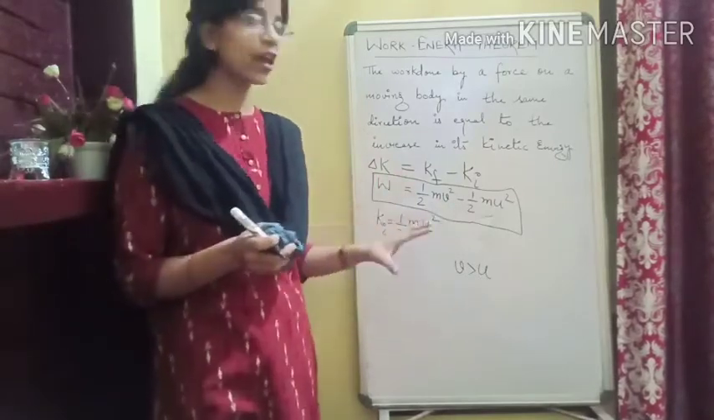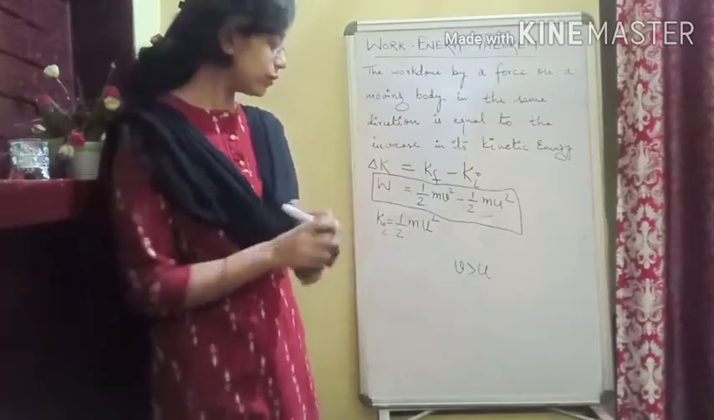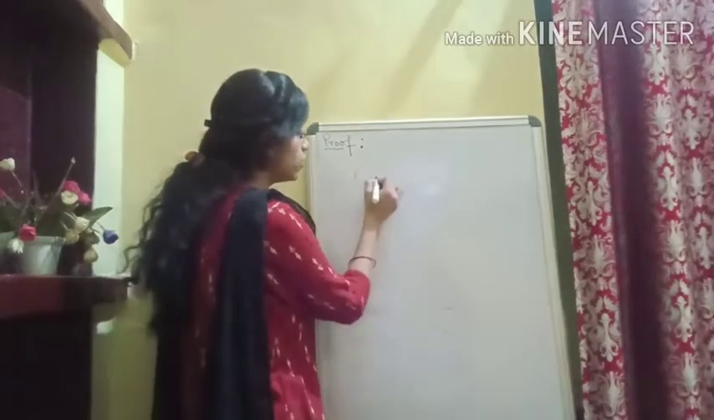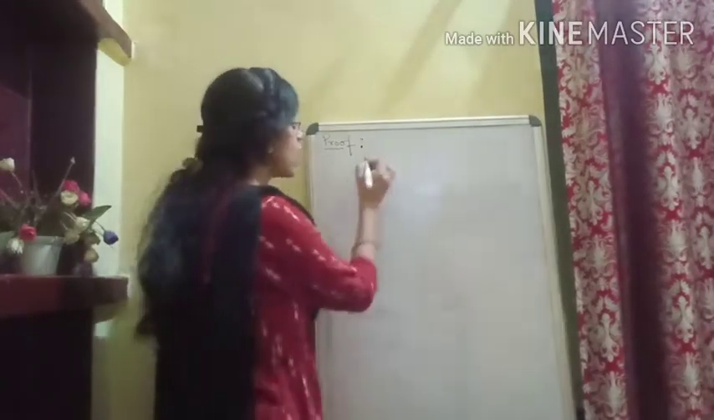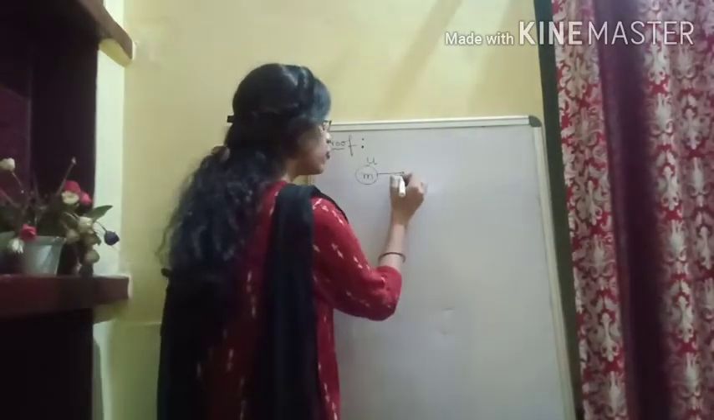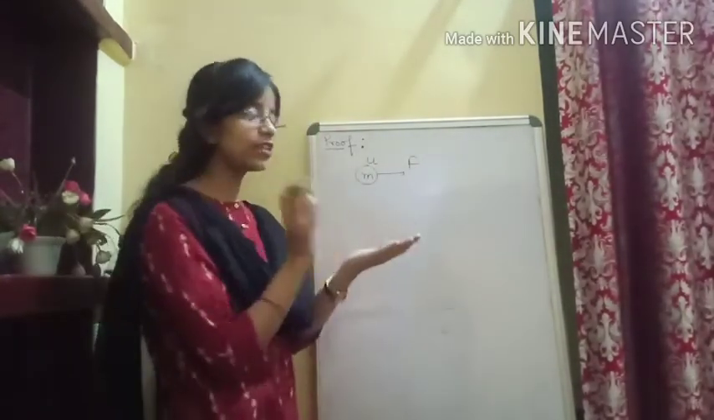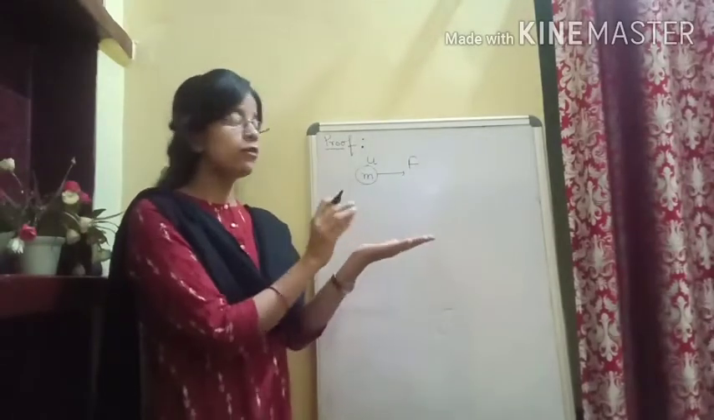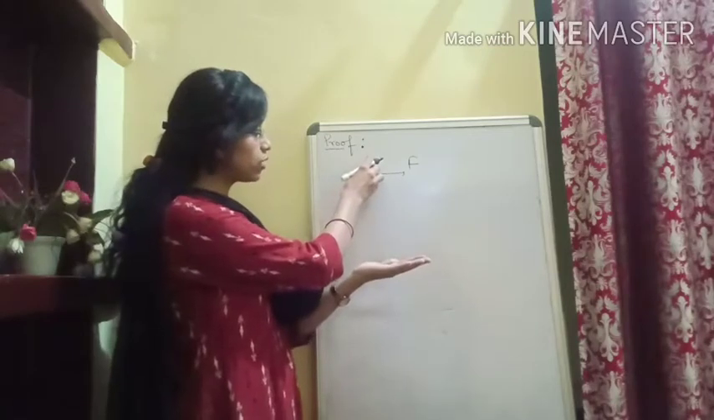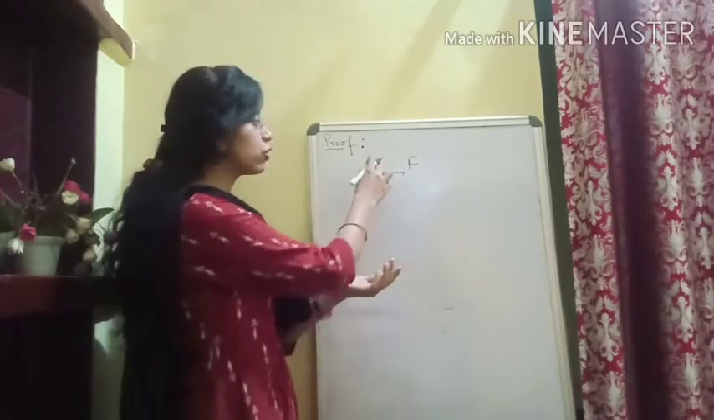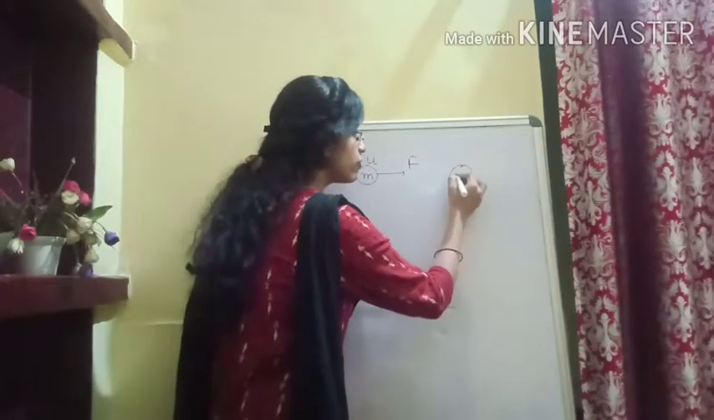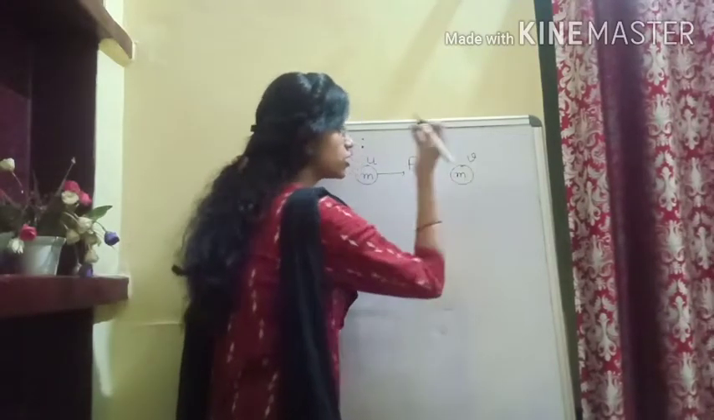Now we are going to derive this statement. Let's see the proof of this Work-Energy Theorem. Let's take a body of mass m with initial velocity u. Now we are applying a force F on the body. For example, you can imagine a football of mass m moving with a velocity u. When you apply a force, there will be a change in the velocity, and let's say the velocity changes to v.